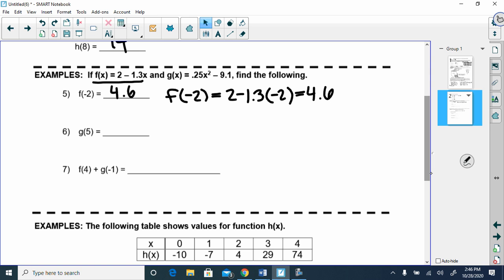The next one is g. So this time I'm looking at the second equation, right? And it says I should replace all the x's with what? 5. So I'm going to rewrite it. g of 5 is equal to 2.5, and instead of x, we said to plug in 5, so I got 5 squared minus 9.1. If I type all that in my calculator, what am I going to get? Very good.